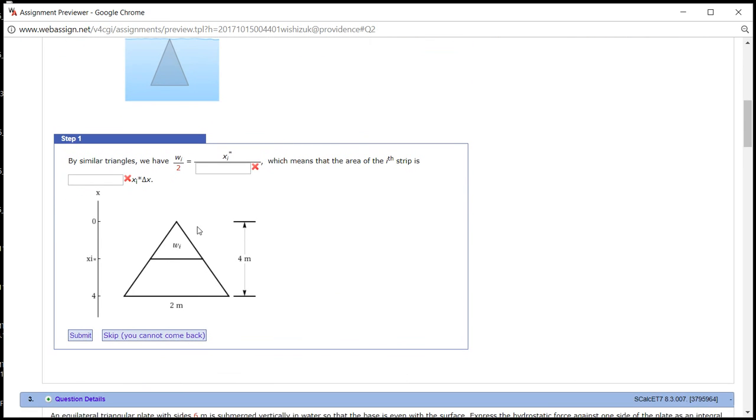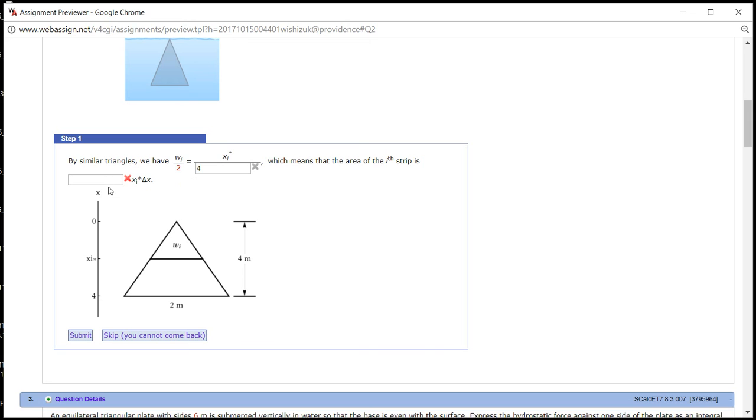So we have this strip at depth xi star, and we are looking at the width here. Well, that's going to be wi. We're looking at the ratio between wi to 2, which is going to be the height xi star to the height of the big triangle, which is 4. If you solve for wi, it's going to be 1/2 xi star.